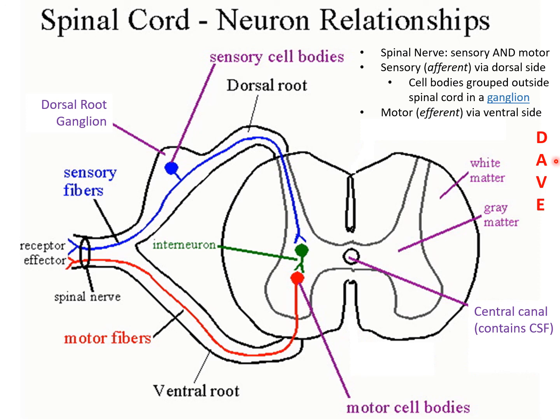One way to remember which side, the dorsal or the ventral, actually has the sensory and motor information is DAVE. Okay, so DAVE: D for dorsal, right, the dorsal root carries only afferent information, whereas the ventral root, the ventral side, only contains efferent information. DAVE.